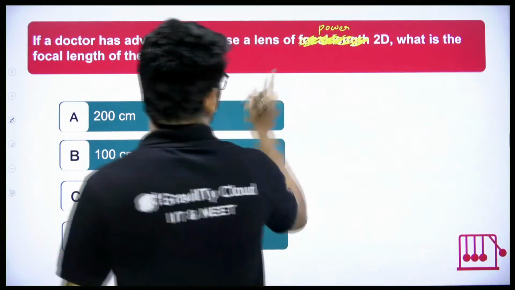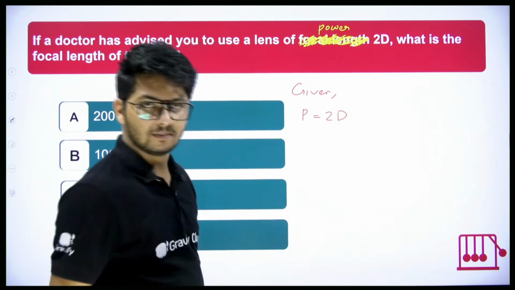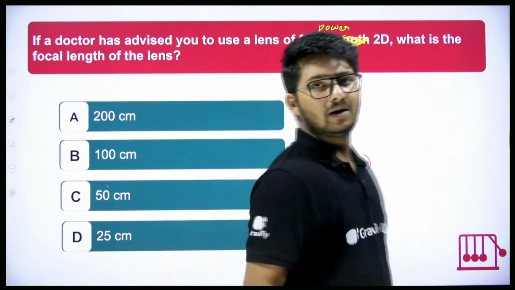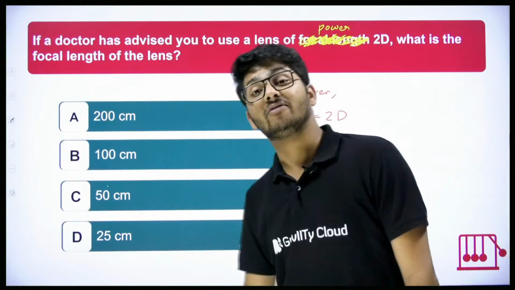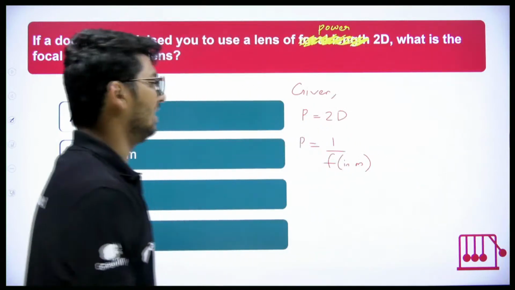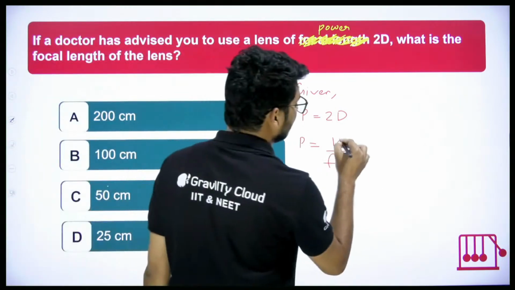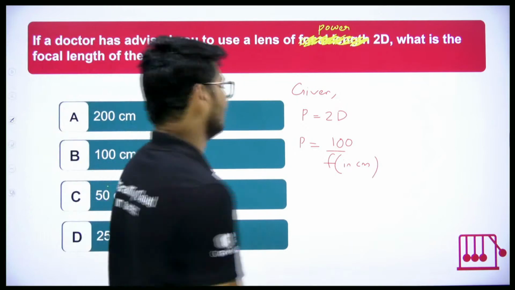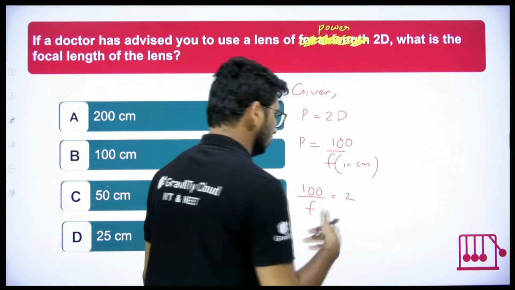So what is given here? Simply power is given. Given information: power is equal to 2 capital D, diopter. But what is power? Power is equal to 1 by focal length in meters. But if I look at the options, 200 centimeter, 100 centimeter, 50 centimeter and 25 centimeters, what is the unit of focal length? Centimeter. So we need the focal length in centimeter. So here I'll take the formula as 100 by f, and the focal length that we get will be in centimeter. So power is 100 by f, and the power given is 2 diopter.